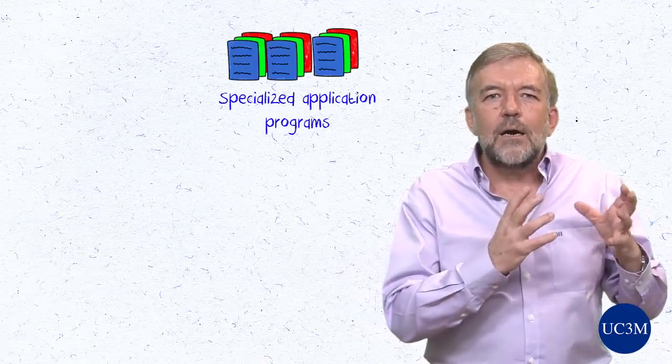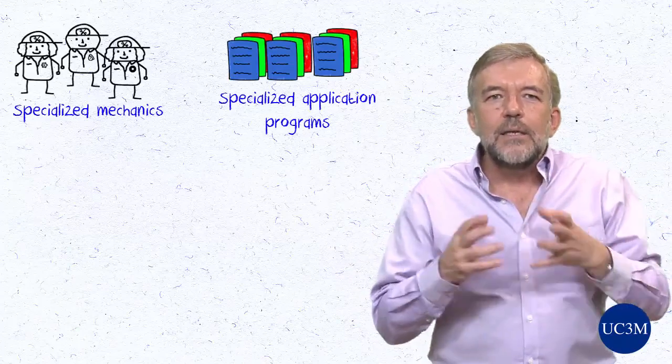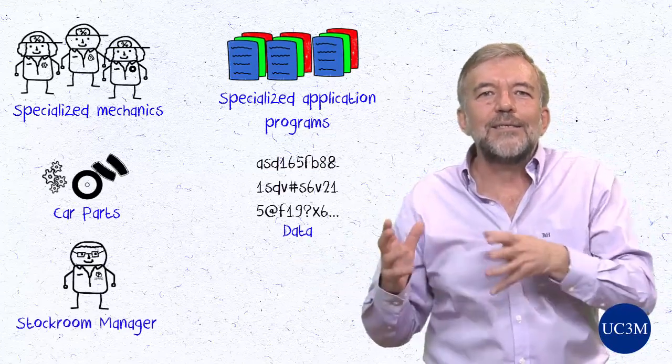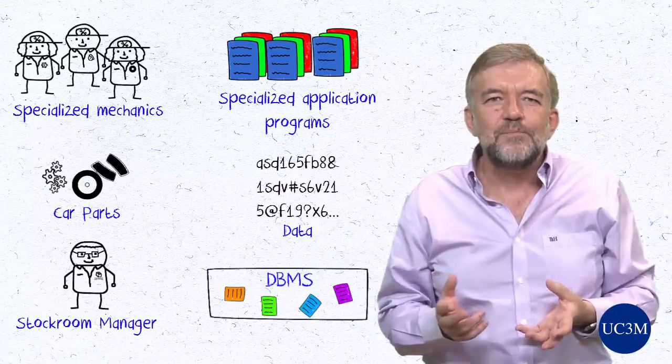The basic elements from the analogy are still the same. The application programs are the mechanics. The car parts are the data, and the warehouse manager is the database management system. Hopefully, you will be able to intuitively identify the equivalences in this analogy for the concepts discussed in these videos.